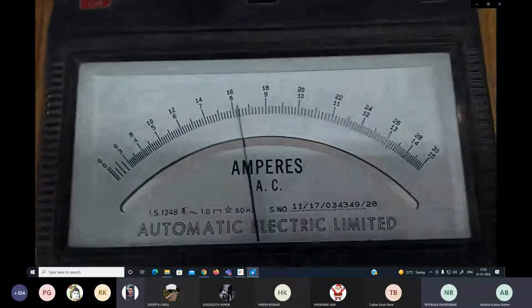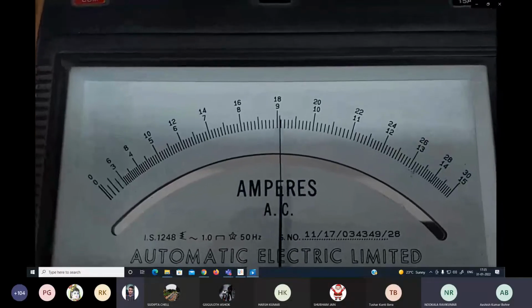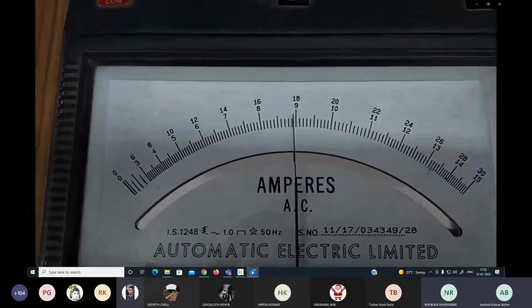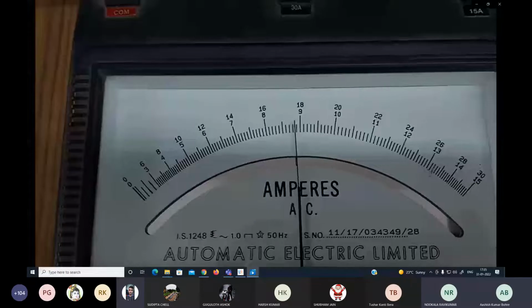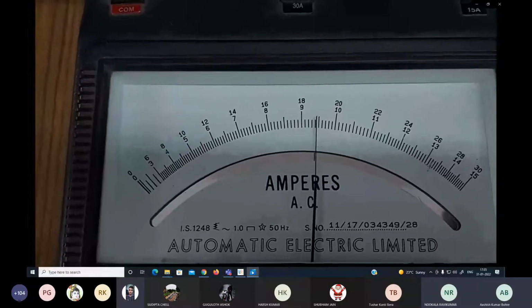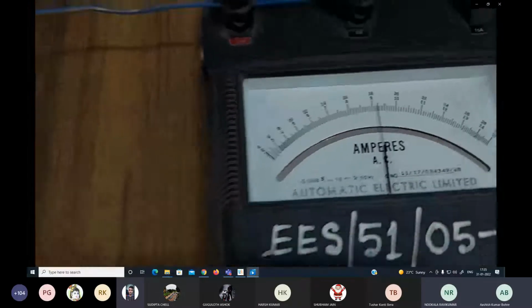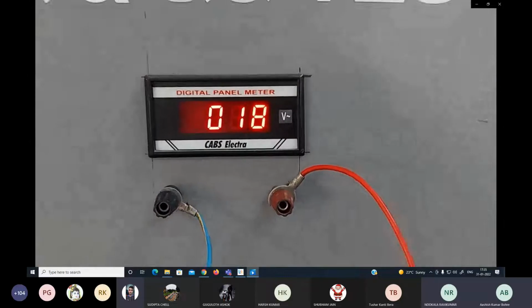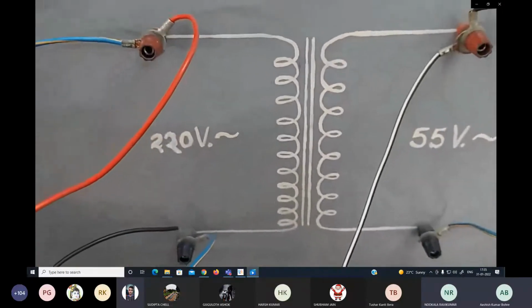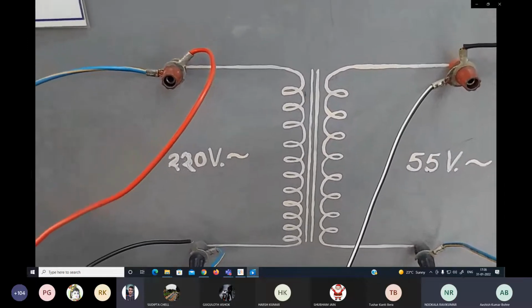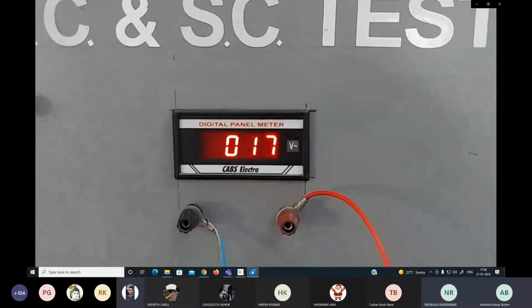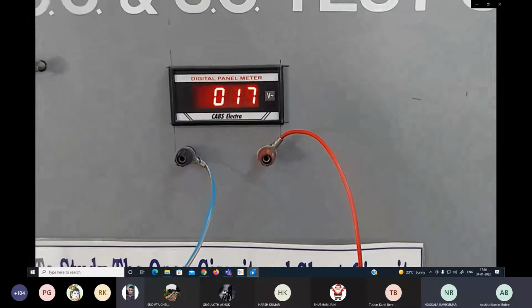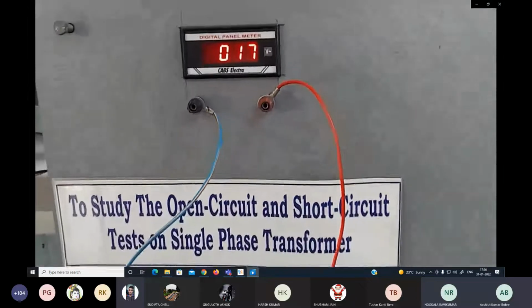And in the secondary winding also, we are seeing a high value of current going. Now it has reached 18 ampere, which is approximately the full load current. For that full load current, the required primary voltage is 18 volt, which is a very small value compared to the full rated value of the primary winding, that is the 220 volt winding. So 18 or 17 is very less, and it comes under the range mentioned in the manual.